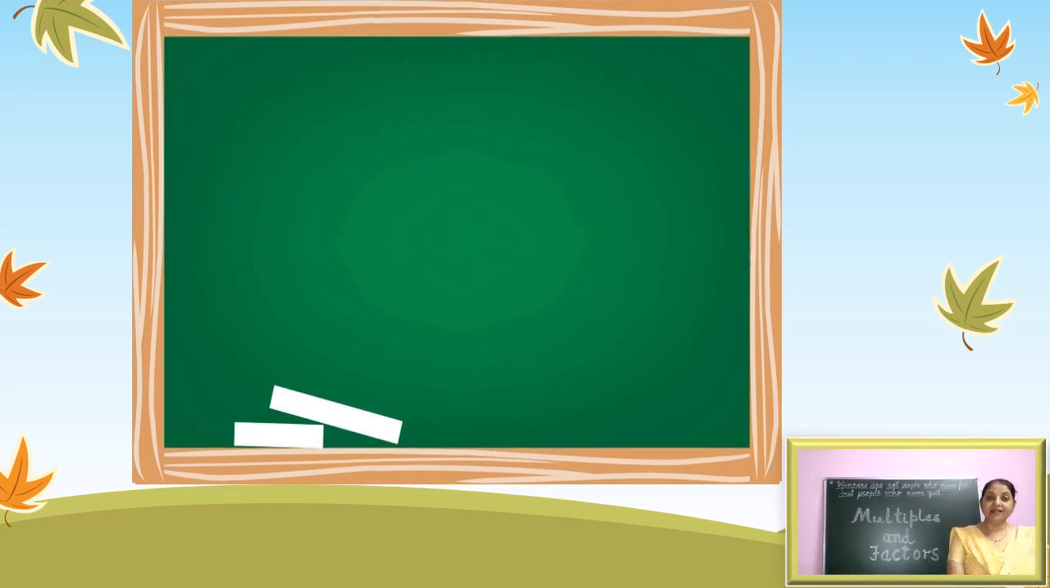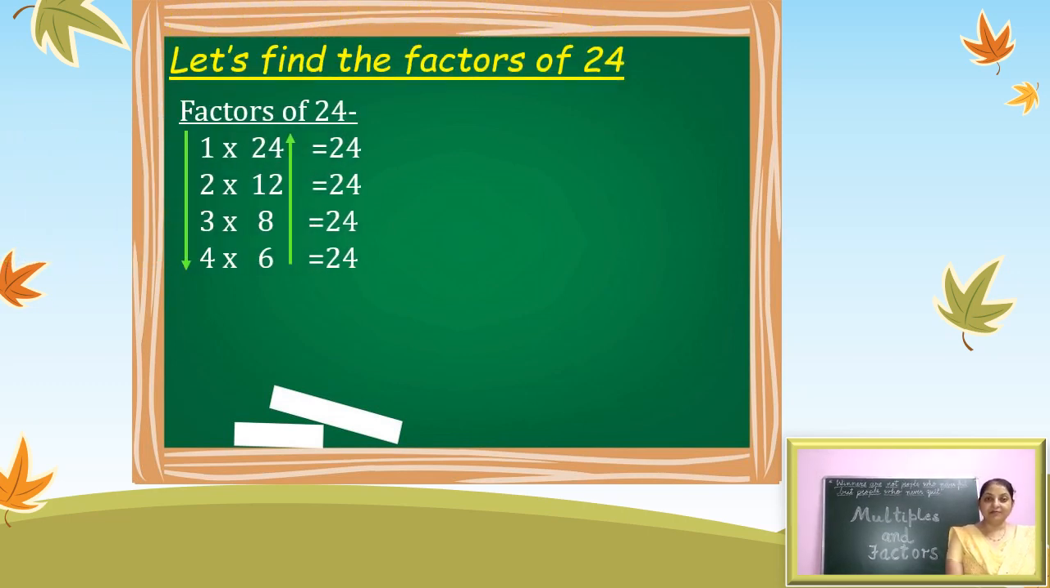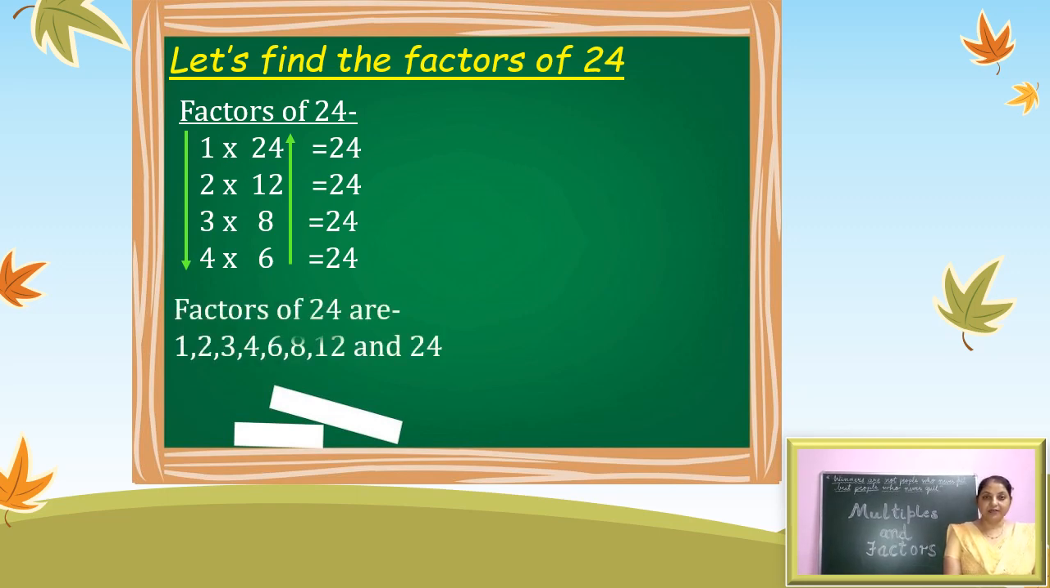To understand the next property of factors, let's list out the factors of 24. 1 multiplied by 24 is 24. 2 multiplied by 12 is 24. 3 multiplied by 8 is 24. And 4 multiplied by 6 is 24. So the factors of 24 are 1, 2, 3, 4, 6, 8, 12 and 24.